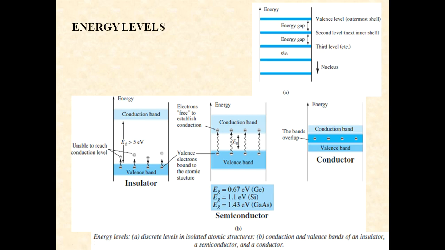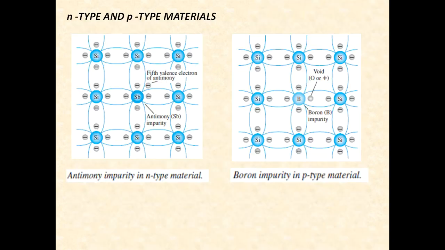Just to very quickly summarize, in an insulator the energy gap is extremely high, so there is absolutely no conduction. In a semiconductor, the energy band gap is less and there is a probability that electrons in the valence band can jump into the conduction band and start the conduction. In a conductor, there are always charges available because the valence band and the conduction band are overlapped.